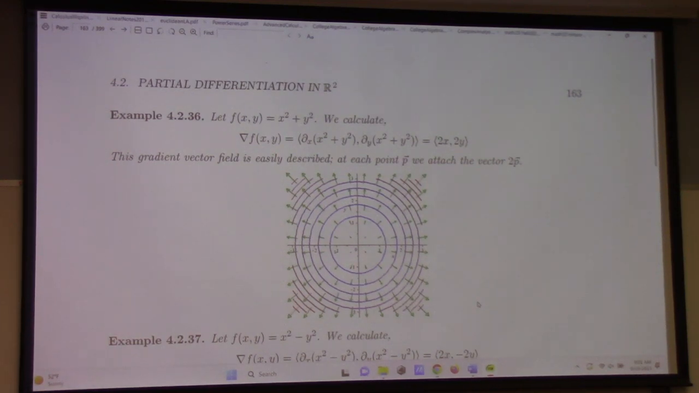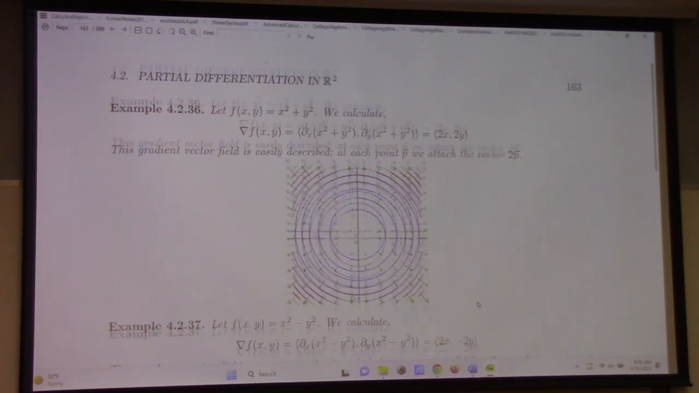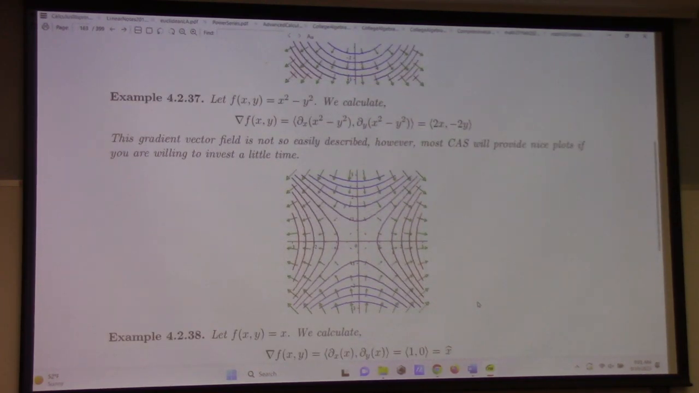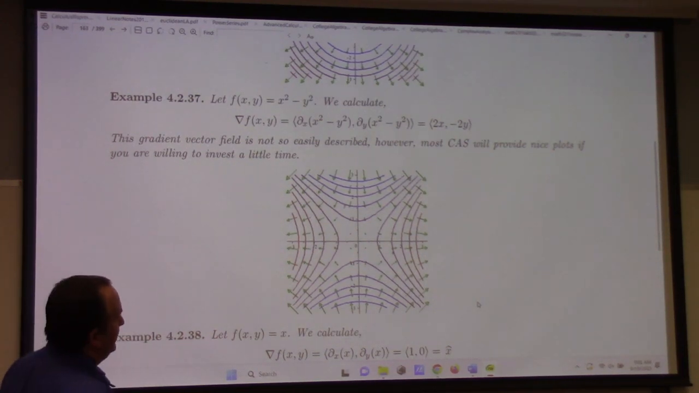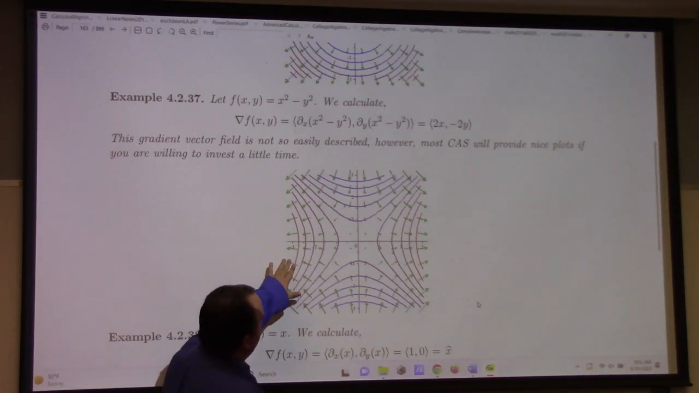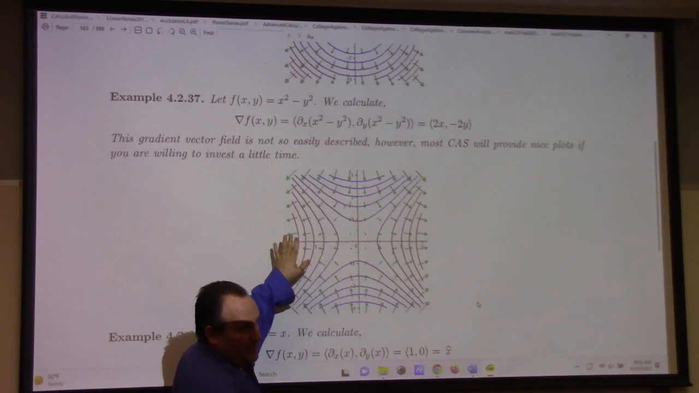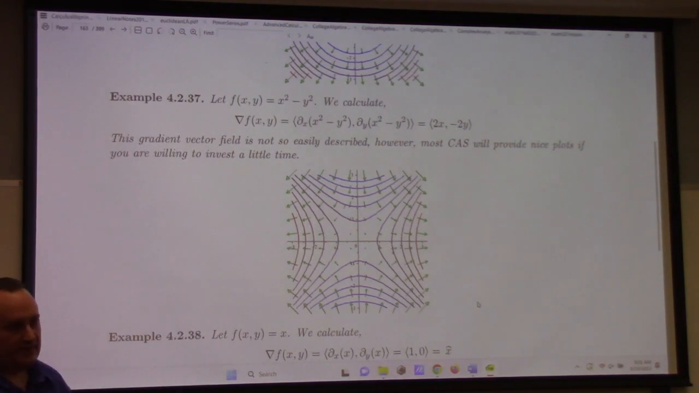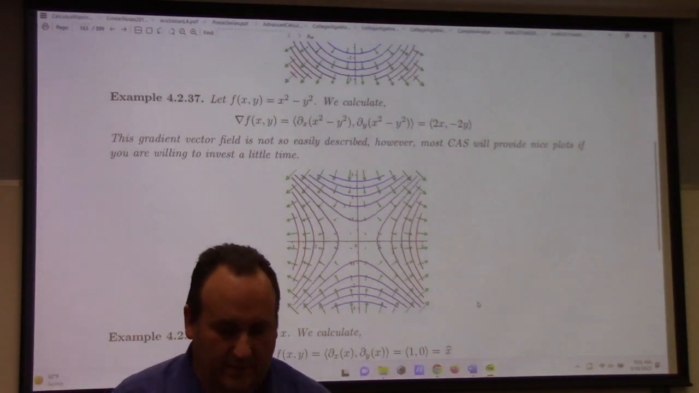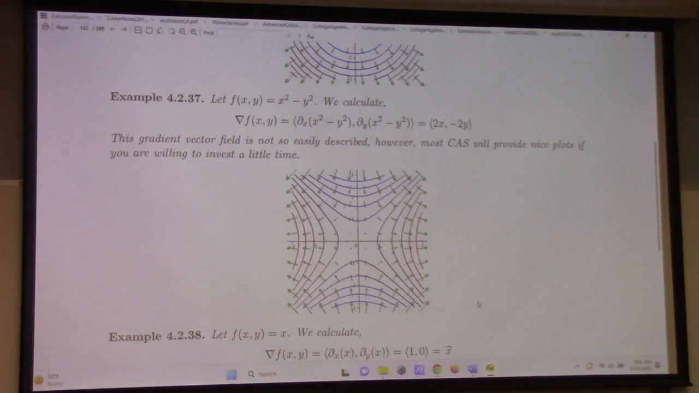Let's see here, here's another one. Here I'm looking at x squared minus y squared. The gradient vector field is (2x, -2y). And here are some plots. If we set x squared minus y squared equal to a constant, you get a hyperbola that opens sideways or opens vertically, right? And do you notice how the vector field works there?